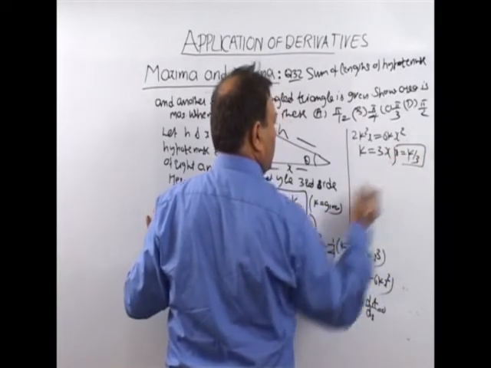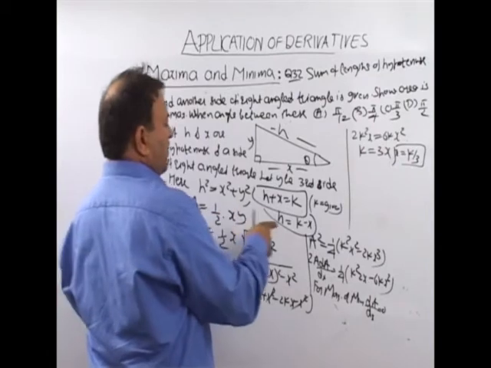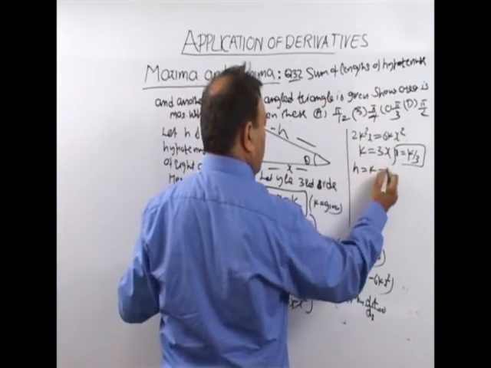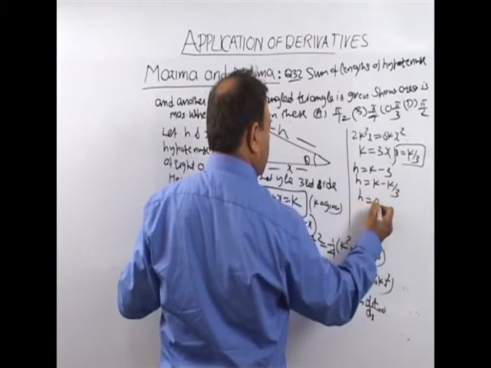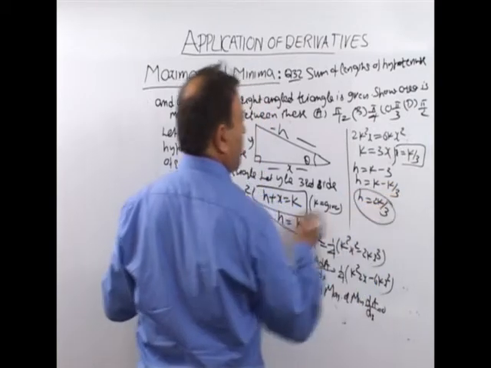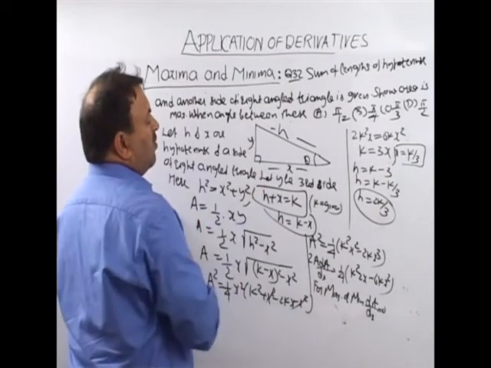X is equal to k by 3. Now what will be the value of h? H is equal to k minus x, so h is equal to k minus k by 3, which is 2k by 3. So we have to find out theta.